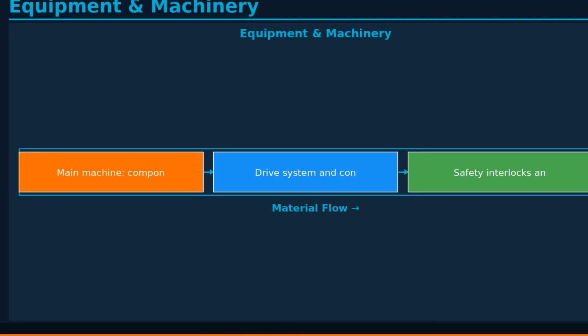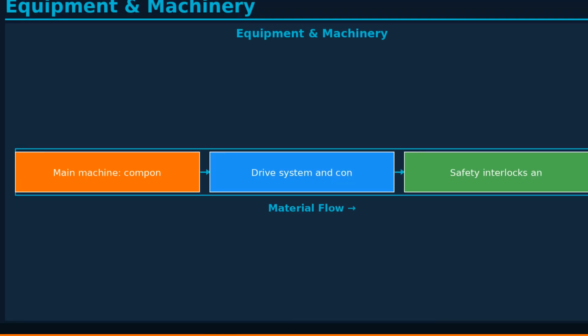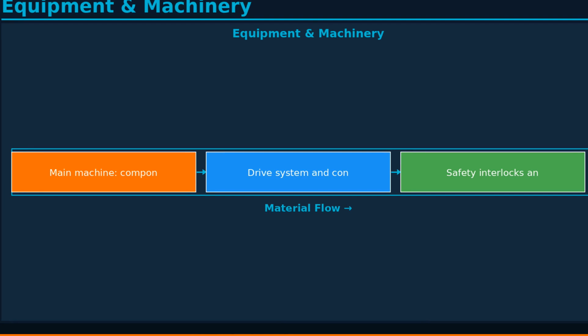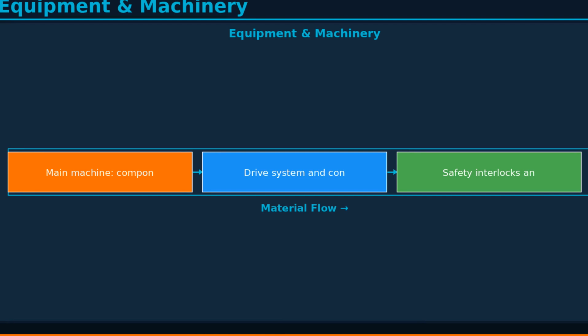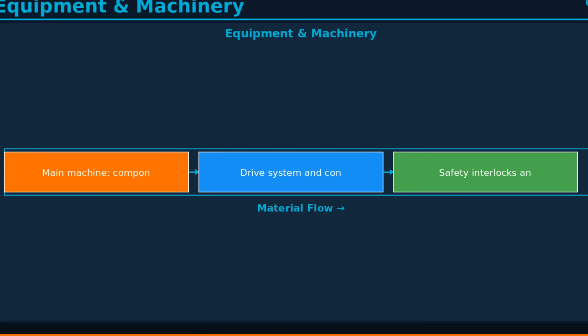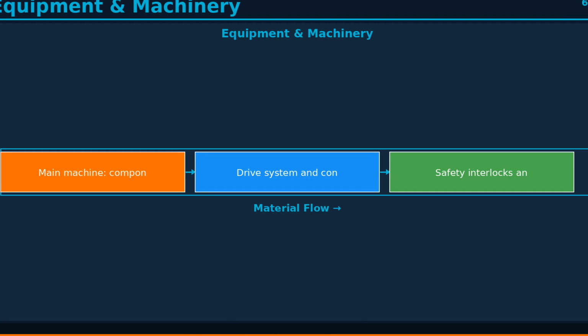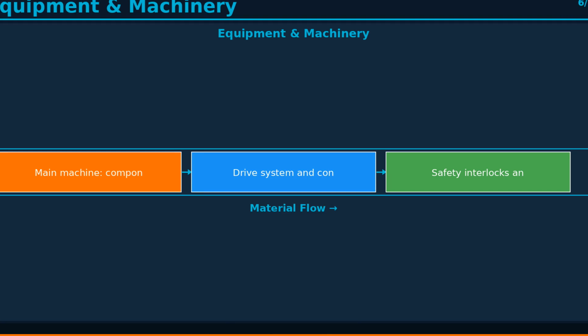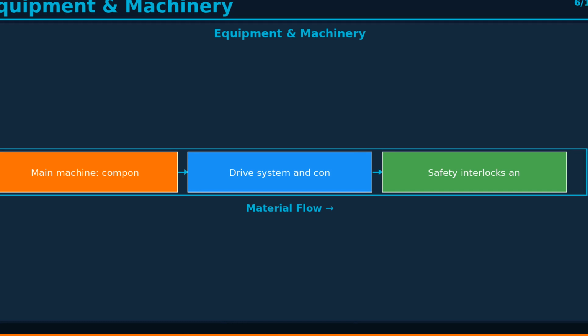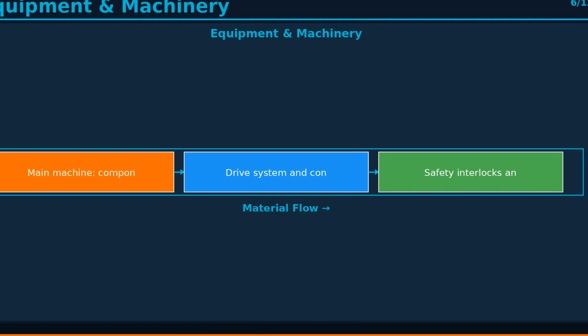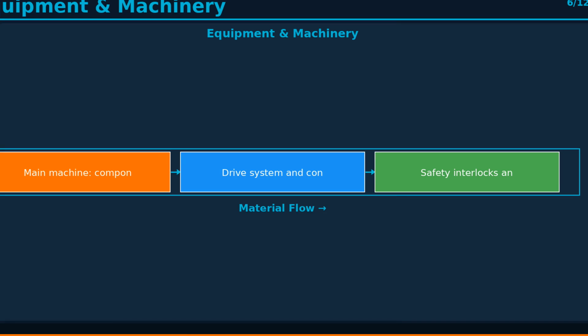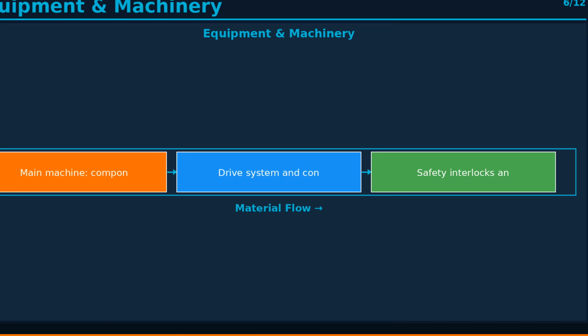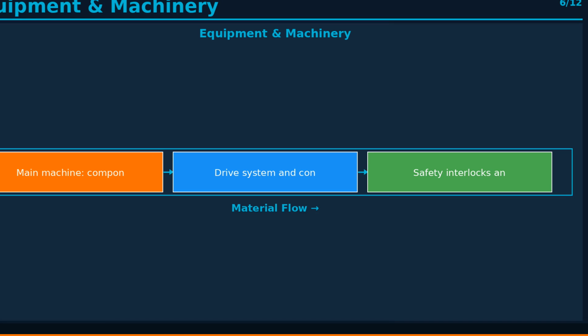The equipment used in types of plastics, thermoplastic vs thermoset, consists of a main processing unit, drive system, and control instrumentation. Each component performs a specific function that contributes to the overall process efficiency. Safety interlocks and sensors protect operators and ensure consistent product quality.